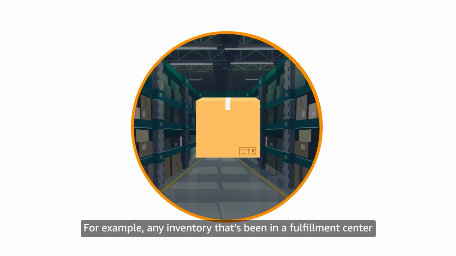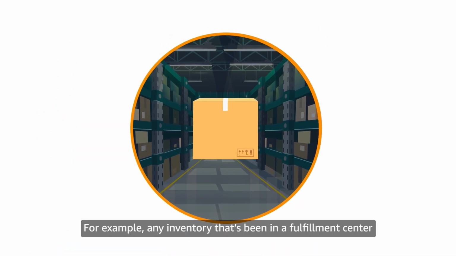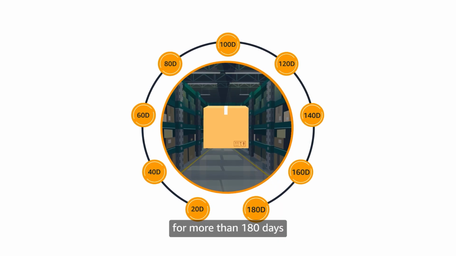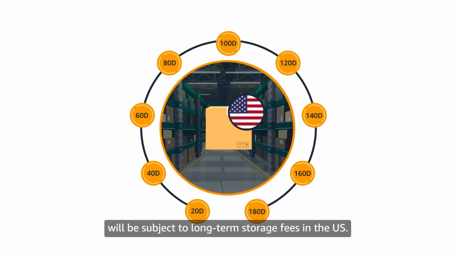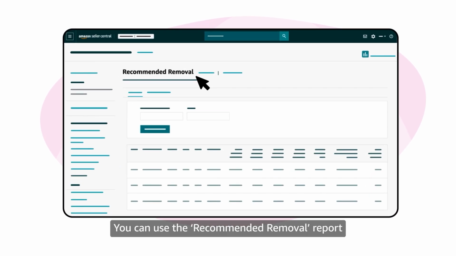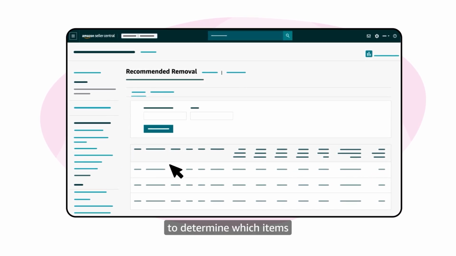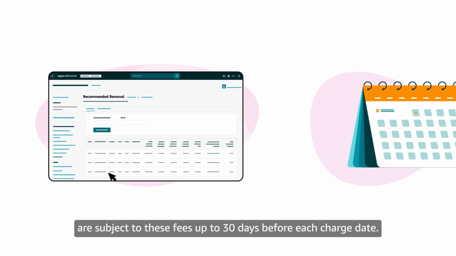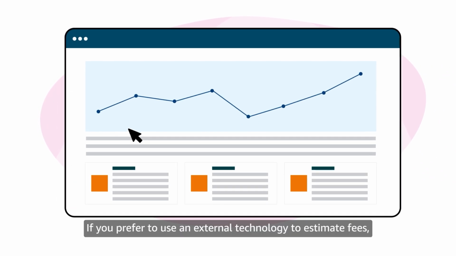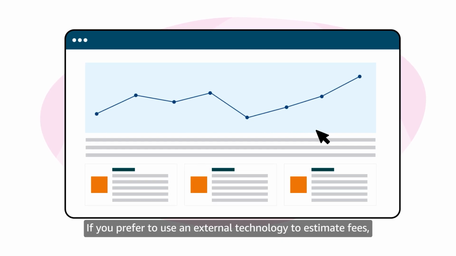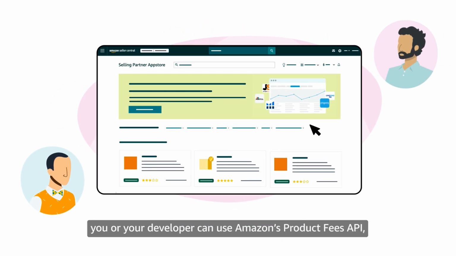For example, any inventory that's been in a fulfillment center for more than 180 days will be subject to long-term storage fees in the U.S. You can use the Recommended Removal Report to determine which items are subject to these fees up to 30 days before each charge date.